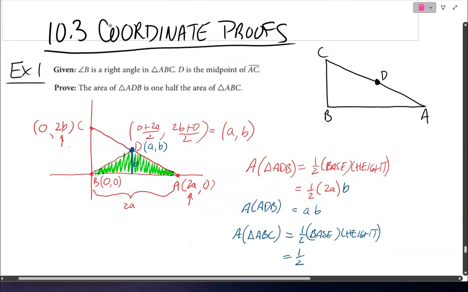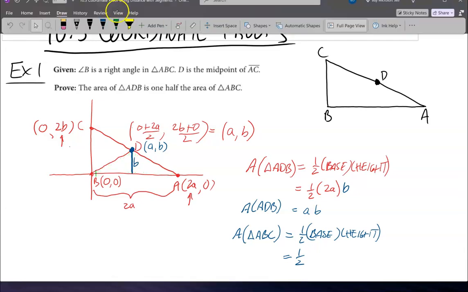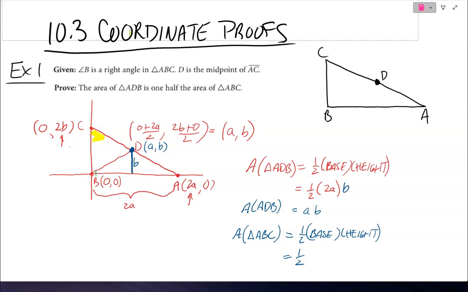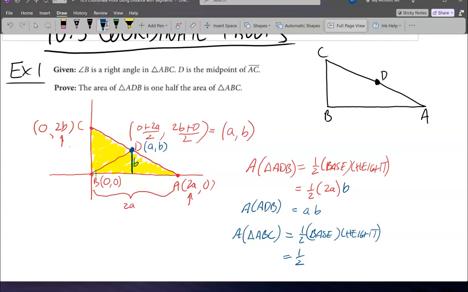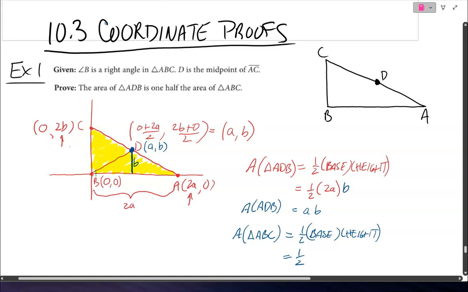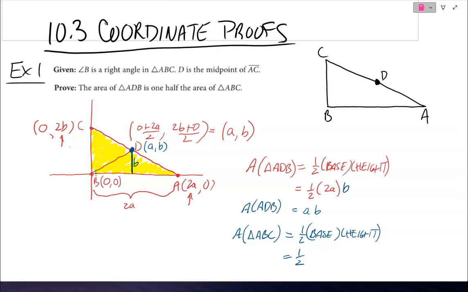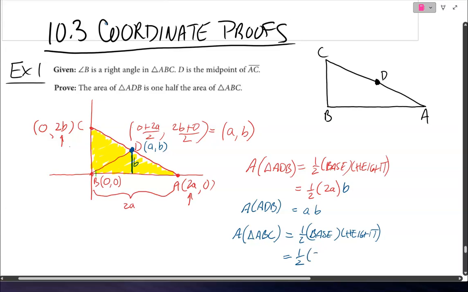And the base, so this time we're looking at a different triangle. So I'm going to highlight the triangle that we're looking at. We're looking at this whole yellow triangle. Elsa, can your group tell me what the base of the yellow triangle is? Okay, Spencer? 2a is correct. The base of the yellow triangle is this, and we already have it labeled as 2a.